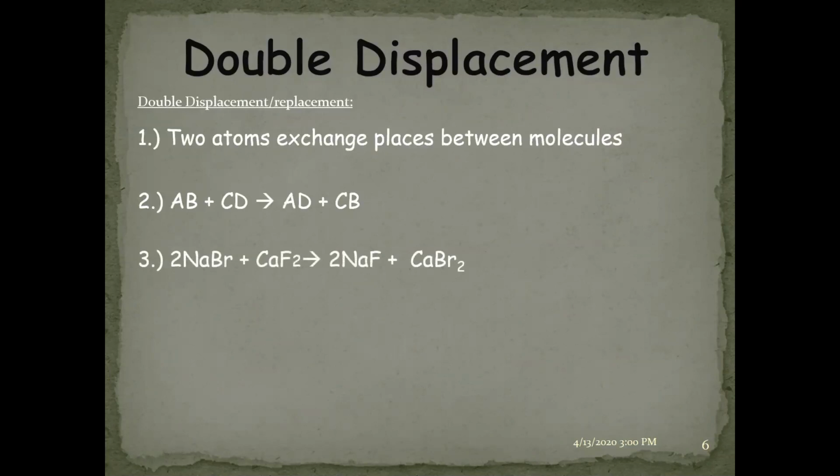Here's an example. Sodium bromide plus calcium fluoride is going to yield sodium fluoride plus calcium bromide. So you can see the fluorine and the bromine both switch places.